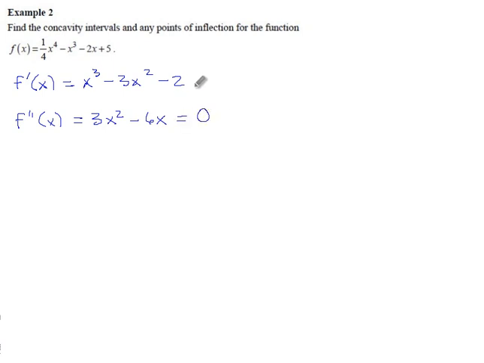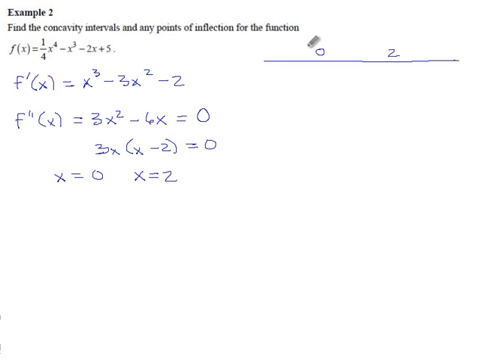So we want this to equal 0. This thing is very factorable. We can take a 3x out of both terms, and that leaves us with x minus 2. And that tells us that we have a root when x is 0, and we have a root when x is 2. Those are the two places where the second derivative does interesting stuff. So here's a number line with 0 and 2 on it. Let's see how this thing behaves.